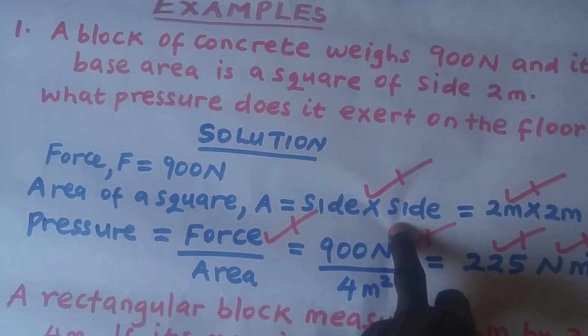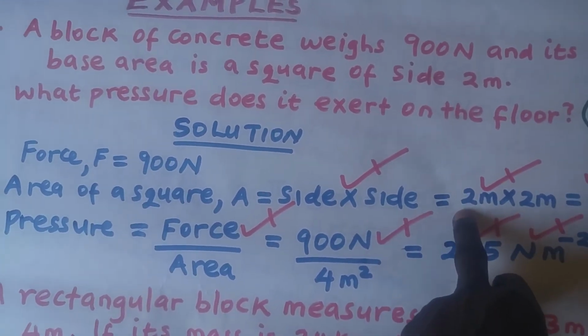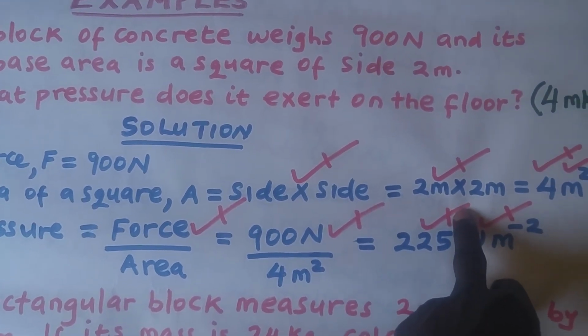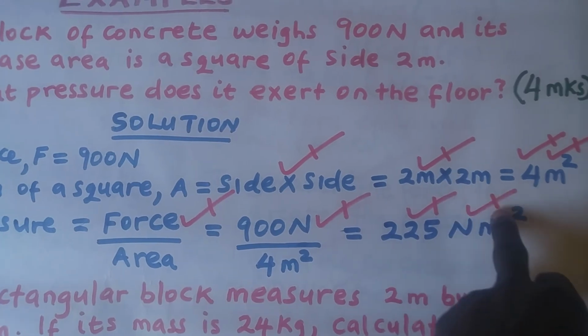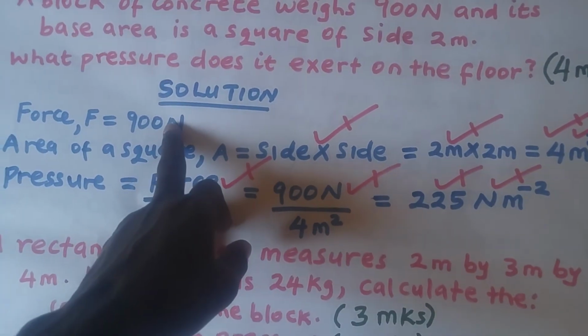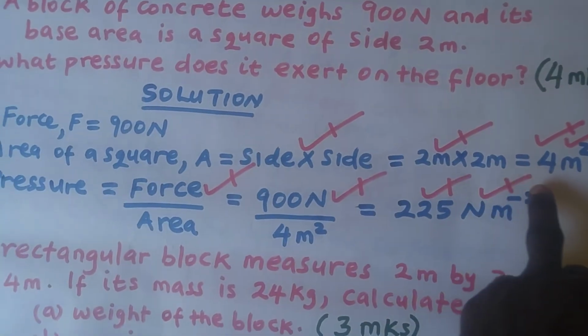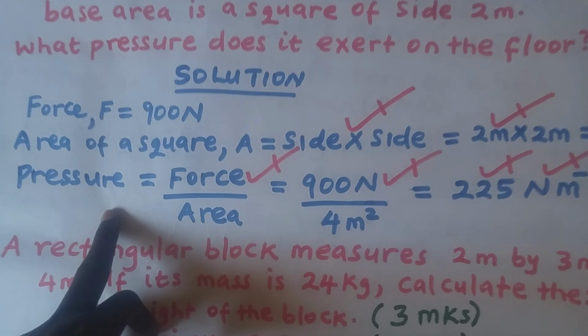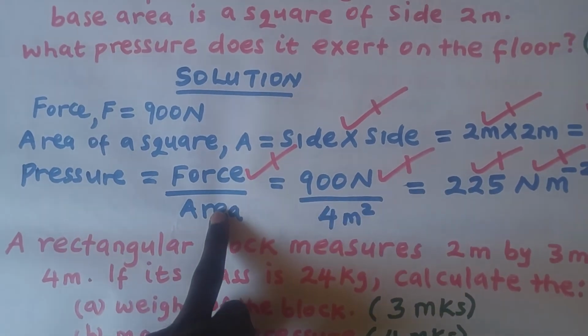So since the sides are equal, we shall have 2 meters as one side times another 2 meters, because they are the same. And you get 4 meters squared as the area. Now that you know the force, and you have calculated the area, you can now get your pressure by saying pressure equals force over area.